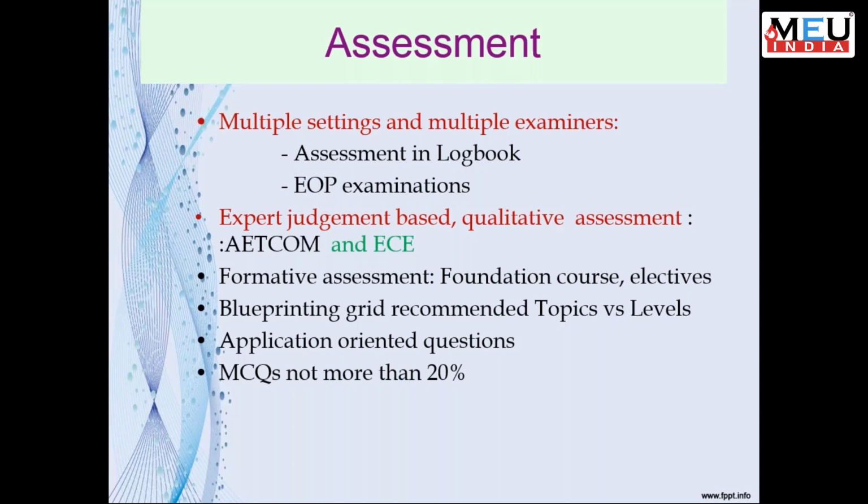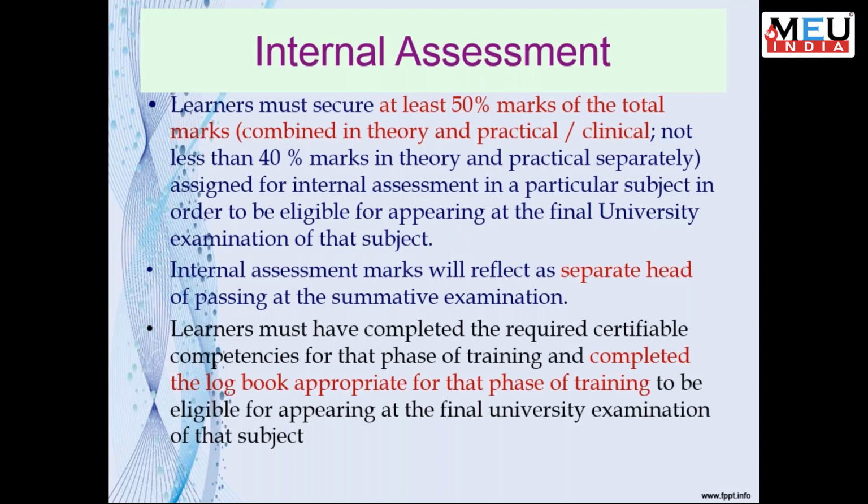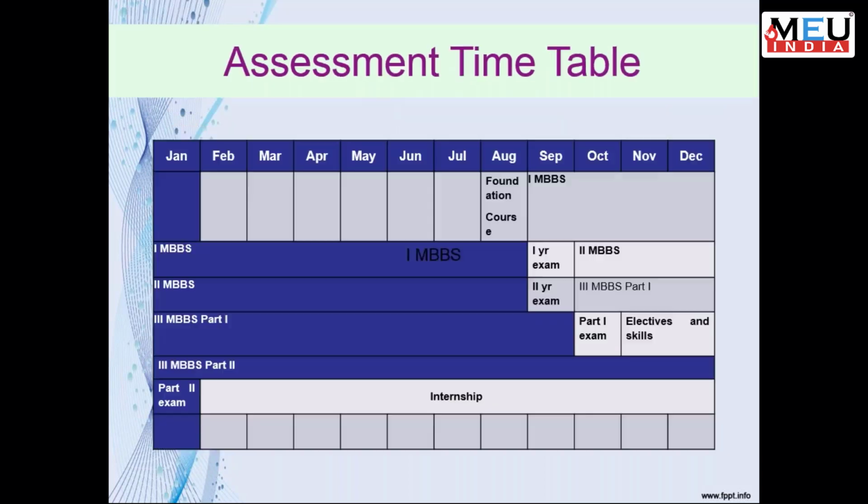In the internal assessment, 50% of the total marks are for the internal assessment, and 40% in theory and practical they have to achieve at least, but together it should be 50%, and that is one of the criteria for their eligibility to appear for the final university examination. And the second eligibility criterion is the logbook that should be appropriate for that particular phase, meaning for second MBBS. And the logbook guidance document is also there on the website. And internal assessment marks will not be added at the time of the summative examination, but they will be shown as a separate heading.